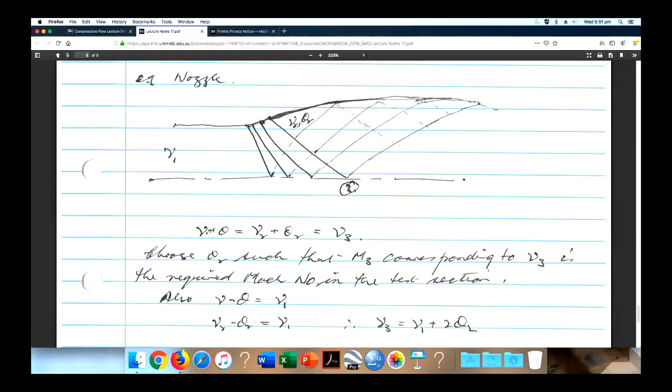But let's imagine that this Mach number is just a little bit more than one. Then I have a characteristic here on which nu plus theta is a constant. And I have another characteristic. This is an expansion fan here where the flow is expanding around this corner. And it expands to a nu 2 and a theta 2.